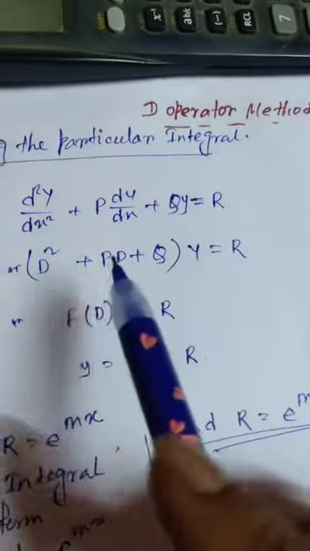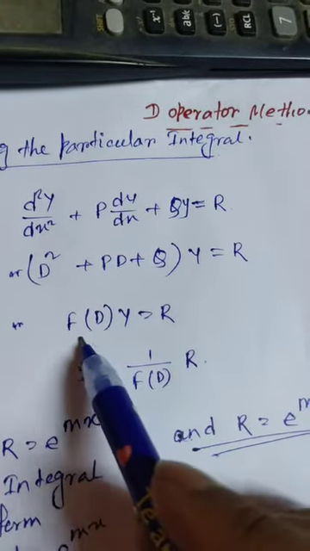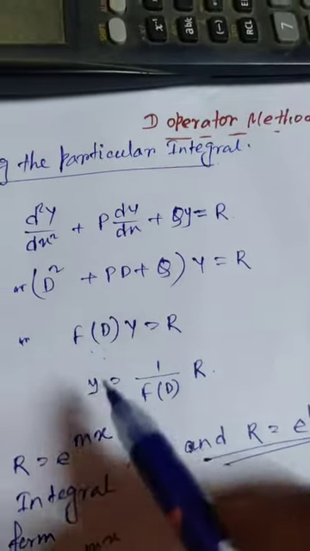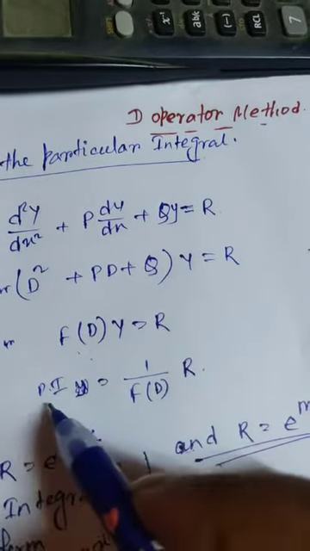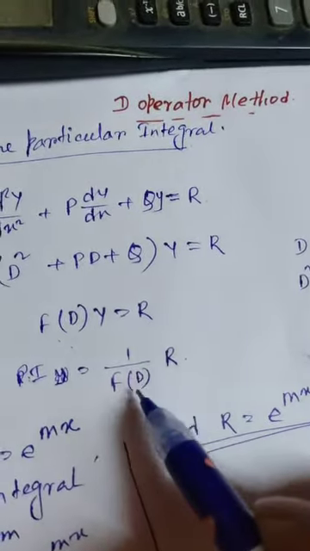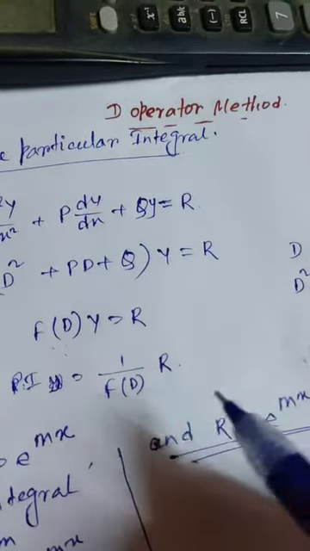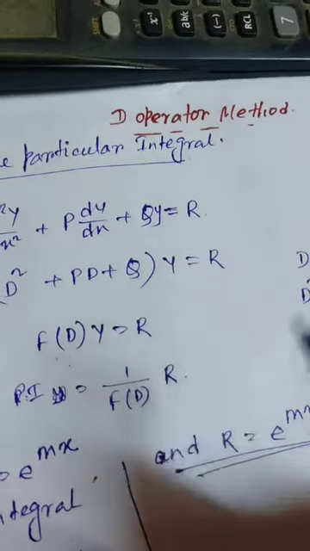And in a simple way we can write that D square plus pD plus q is equal to f of D, so f(D) y is equal to r. And from here we can write that the particular integral, in short PI, is equal to 1 by f(D) of r. So now the question is, how can we find the particular integral for different r?